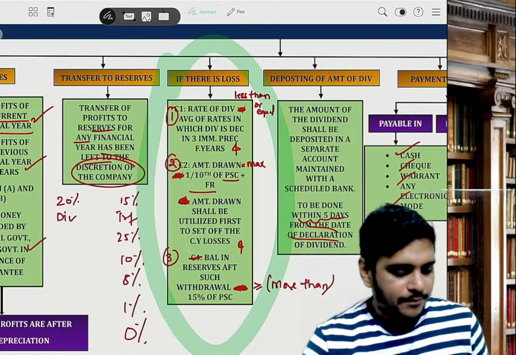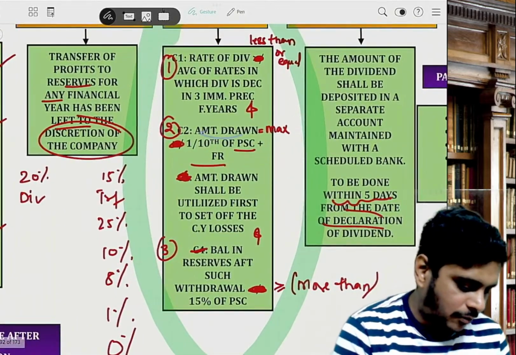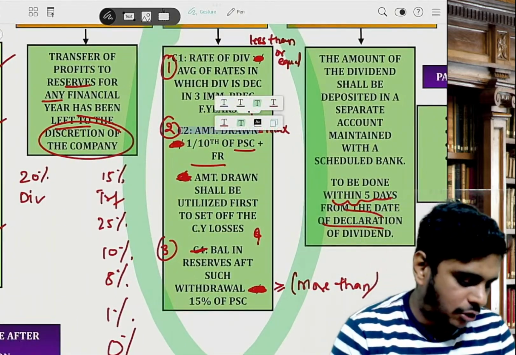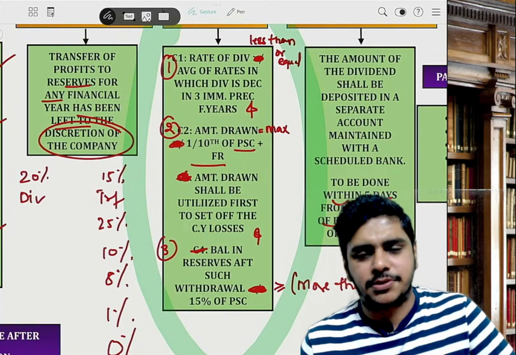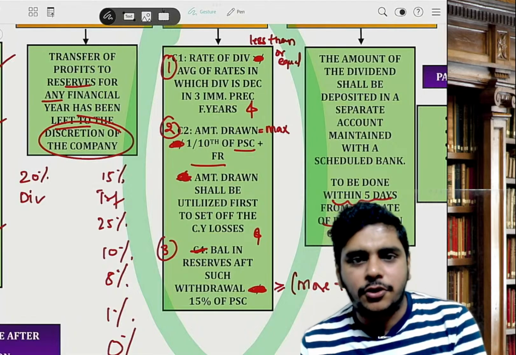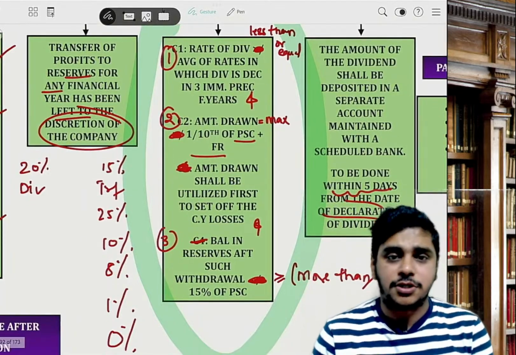But if a dividend was declared in any of the years, then you have to check the first condition. And whatever amount you withdraw from the reserve should be less than or equal to 10% of paid up share capital plus reserve. Whatever money you have withdrawn should first be used to set off current year losses.